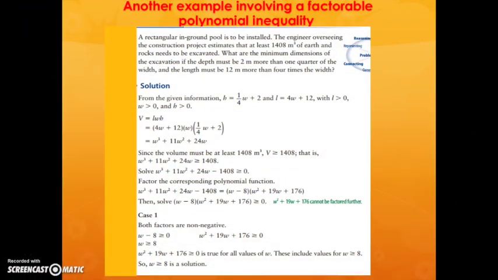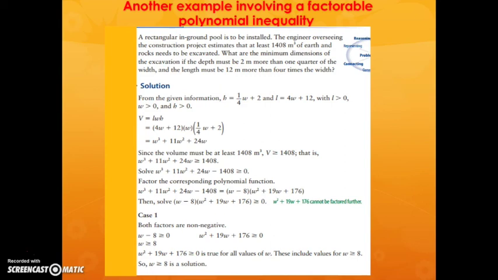Here's another example involving a factorable polynomial inequality. Given the question: a rectangular in-ground pool is to be installed. The engineer overseeing the construction project estimates that at least 1,408 meters cubed of earth and rocks need to be excavated. What are the minimum dimensions of the excavation if the depth must be 2 meters more than a quarter of the width, and the length must be 12 meters more than 4 times the width?